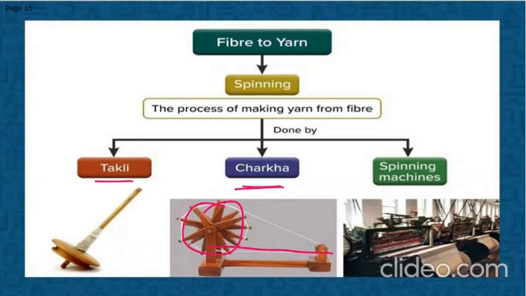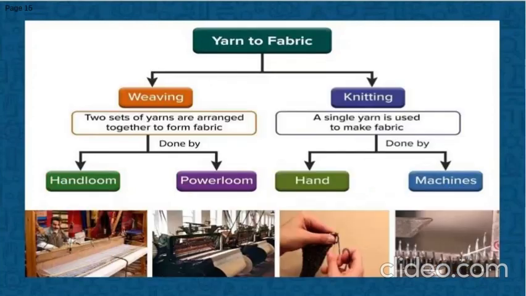Then we have the takli and spinning machines. In the olden time, we used the takli, charkha, and everything. But right now, we have spinning machines for converting fiber to yarn.